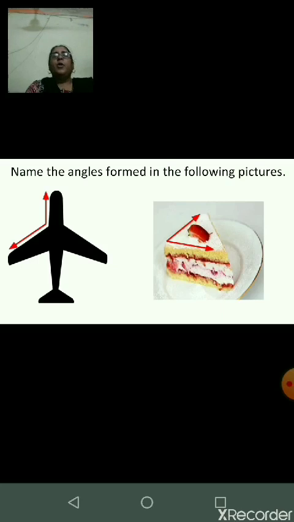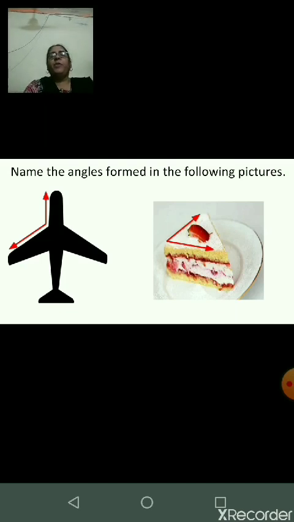Now, we have already understood about angles, right? You have learnt about right angle, acute angle, obtuse angle. Now, let me ask you a few questions. Yes, children? Are you ready? Okay. Now, I'm going to show you some pictures. You have to see the picture and name the angles formed in the following pictures.